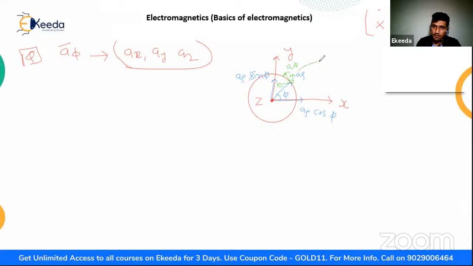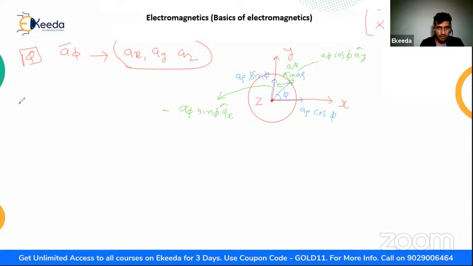Hope you are able to get it. This component I'm writing here will be a phi cos phi, and it will be in the ay direction. And this component will be a phi sin phi, and it will be in the minus ax direction. This is the minus x direction, and this is the plus ay direction.